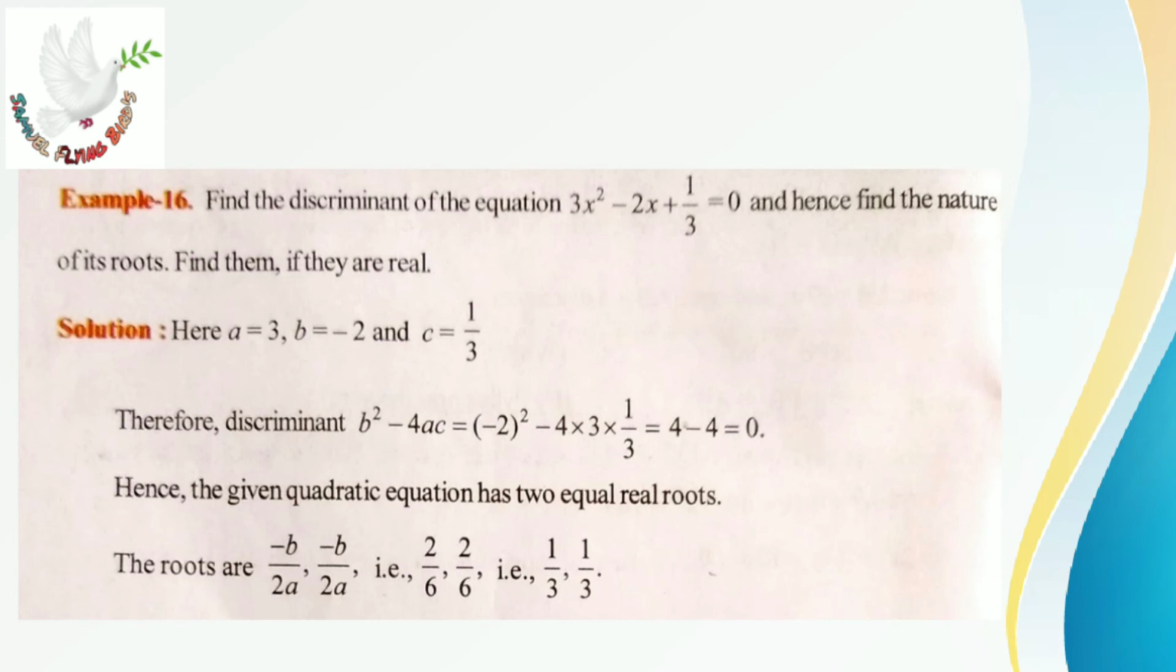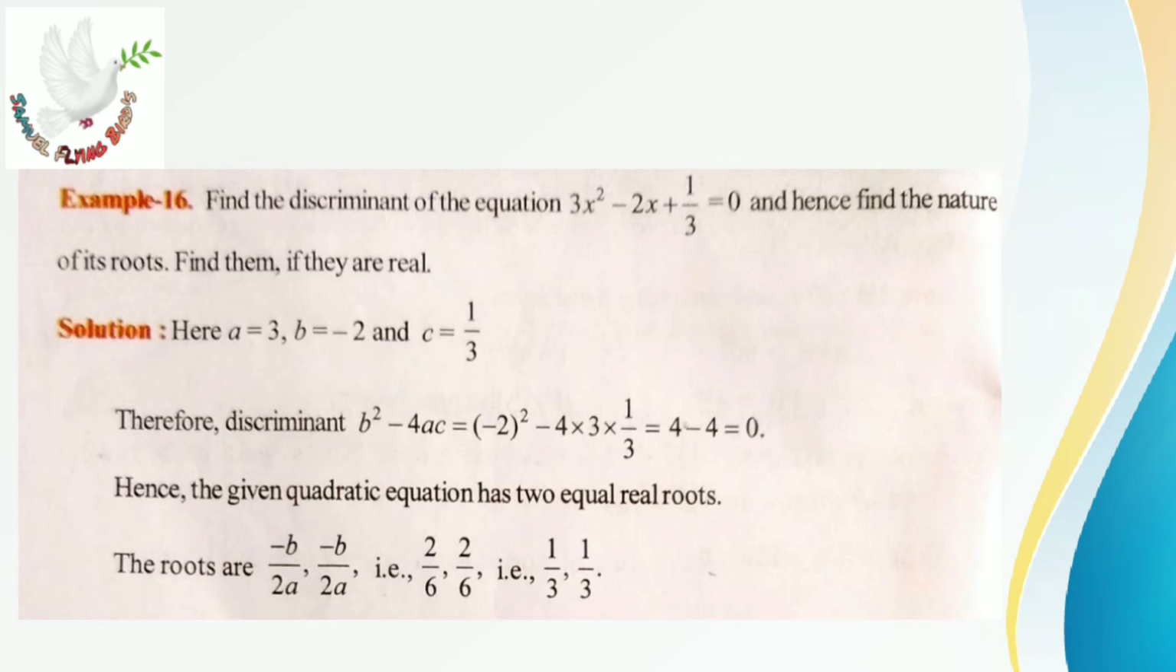Now coming to the next problem: find the discriminant of the equation 3x square minus 2x plus 1 by 3 equal to 0, and hence find the nature of roots. Find them if they are real. We need to do two steps in this problem.